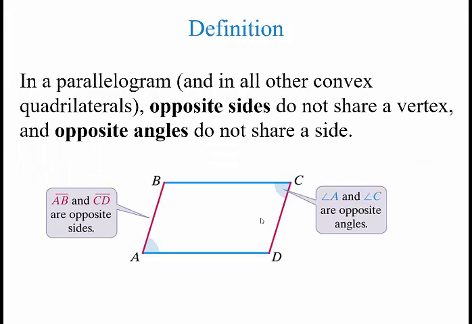In a parallelogram and all other convex quadrilaterals, we learned what convex means. It means there's no interior point to them. Opposite sides do not share a vertex, and opposite sides do not share a side. So AB and CD are opposite sides, and BC and AD are opposite sides. Angle A is the opposite angle with angle C, and angle B is the opposite angle with angle D. So we have opposite sides and then opposite angles.